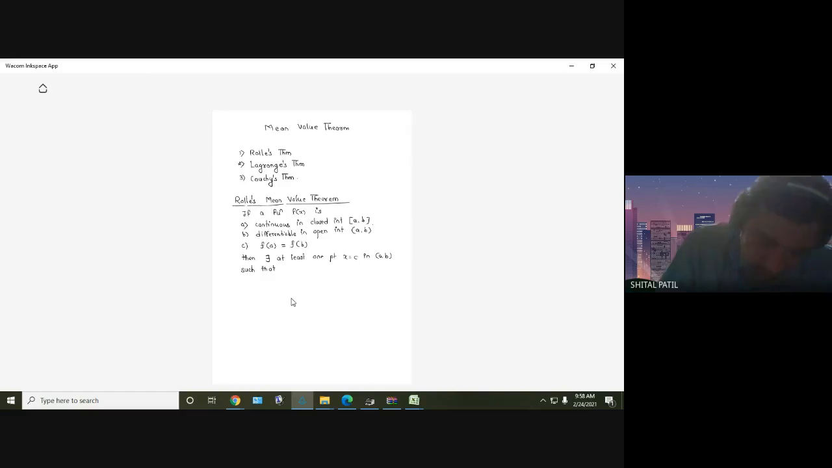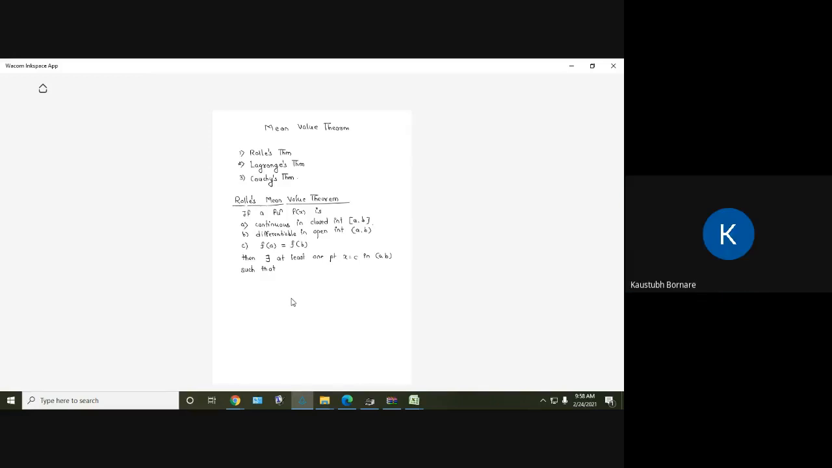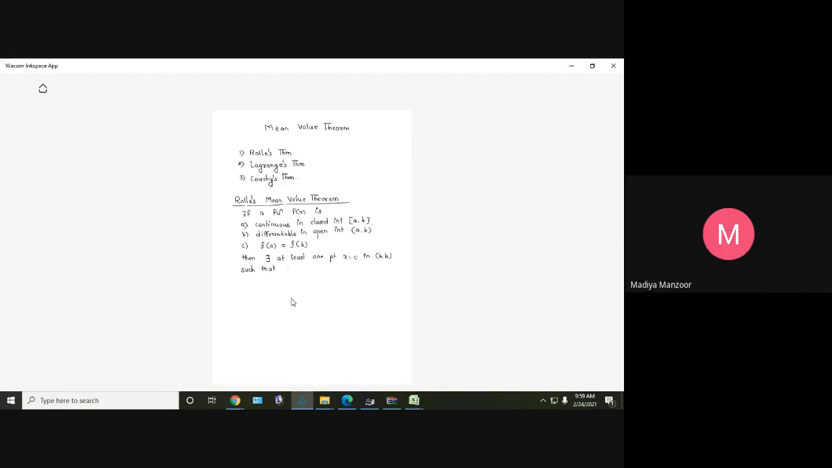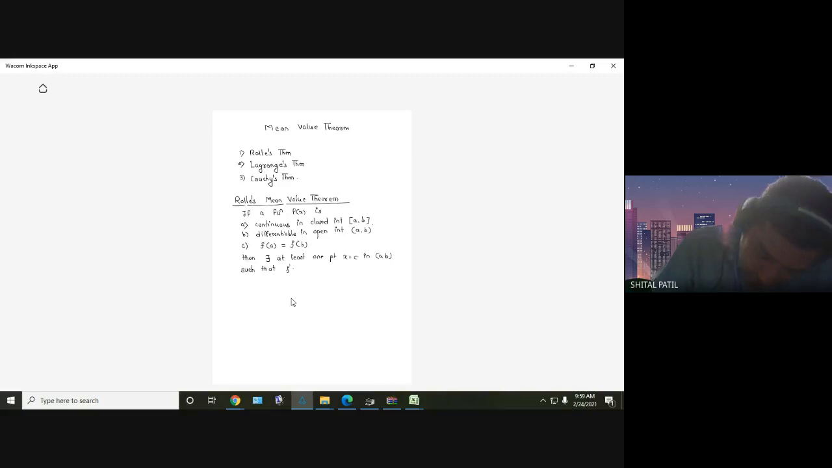anyone know what is the remaining part of this Rolle's theorem? That point should satisfy the condition. That is true for all the points in open interval AB, na? In open interval AB, the function will be continuous, function will be differentiable, and at the end points, the function will be equal. But using all these, what will happen? f dash of c equal to 0.